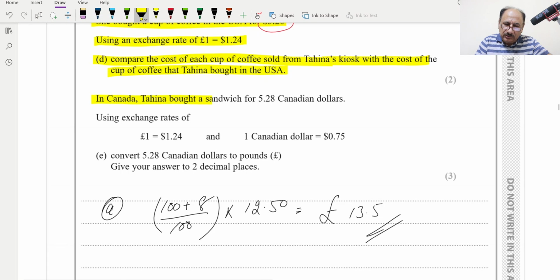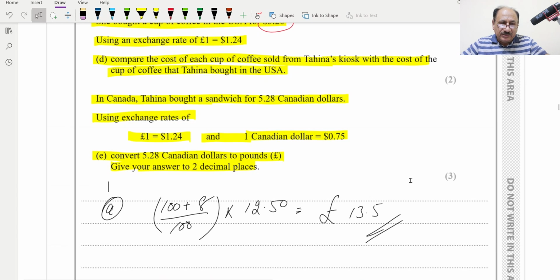In Canada, Tahina bought a sandwich for 5.28 Canadian dollars using the exchange rate, this one, and a Canadian dollar is equal to this one. So pound to dollar and Canadian dollar to US dollar. So convert 5.28 Canadian dollars to pounds, give your answer to two decimal places.